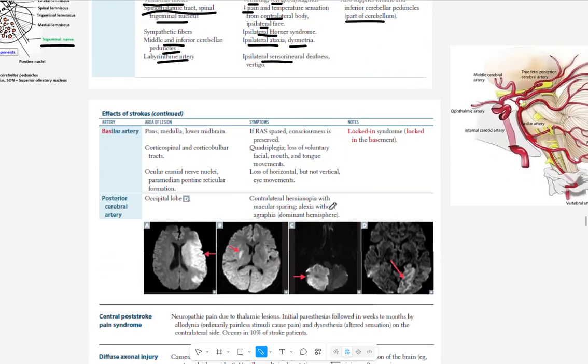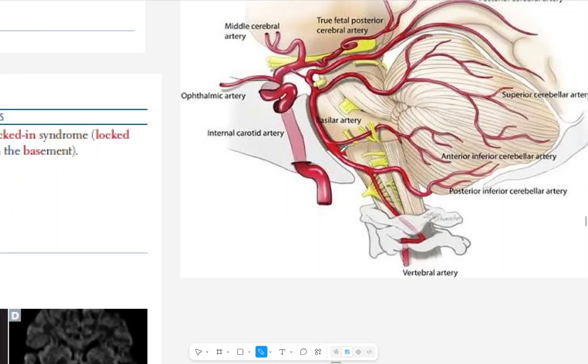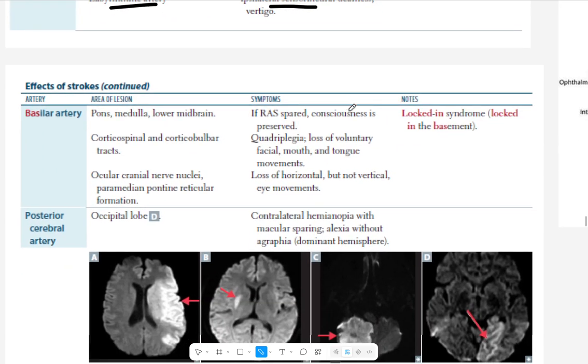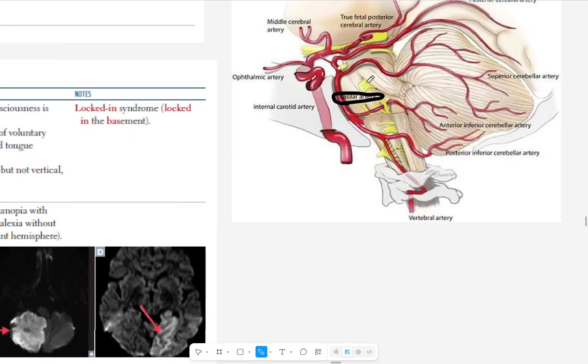Again, okay, so moving on to the basilar artery. The basilar artery is here. I told you that the two vertebral arteries combine to form the basilar artery, right? And the basilar artery then goes up to give you the superior cerebellar artery and the posterior cerebral artery. So if the basilar artery is gone, what are you losing? You're losing the pons, medulla, and the lower midbrain, right? So if you're losing this, you're losing the pons, you're losing the medulla, and you're losing this upper part of the midbrain also, right?